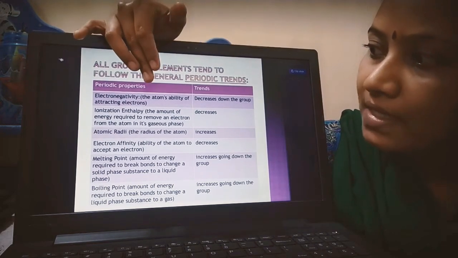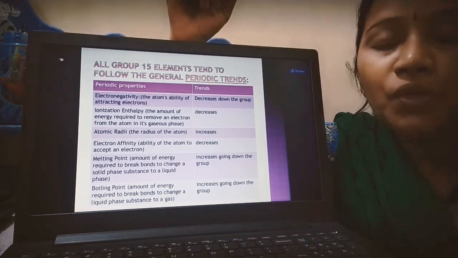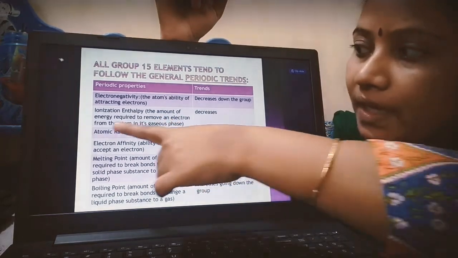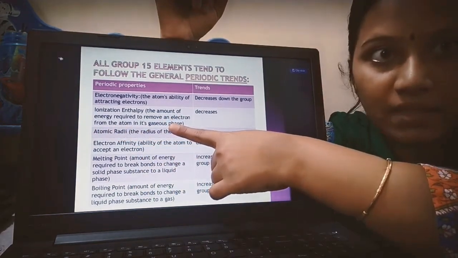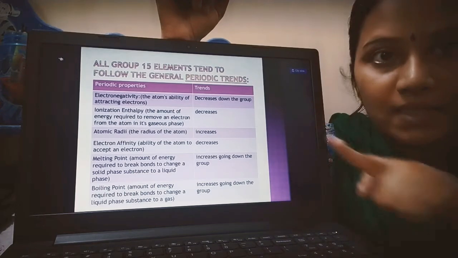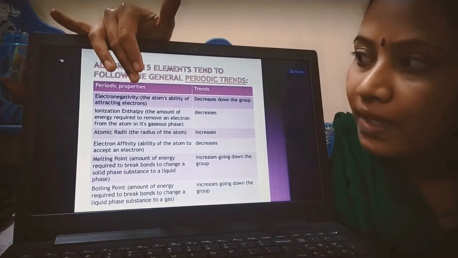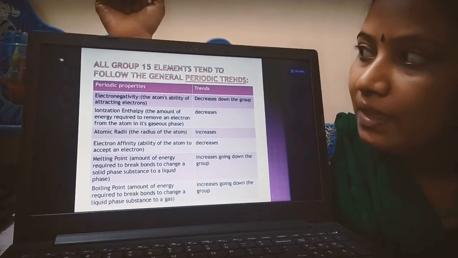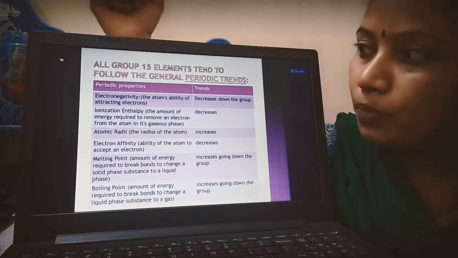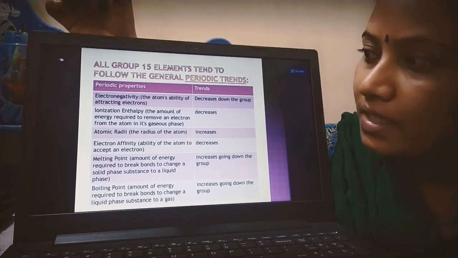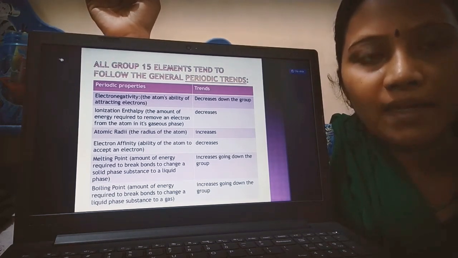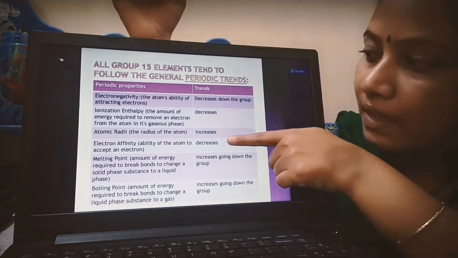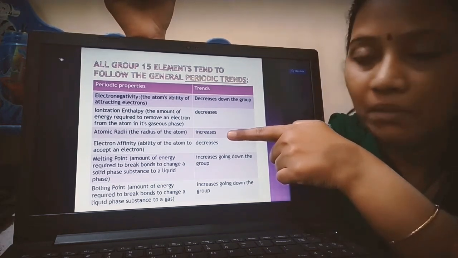Now what is ionization enthalpy? The amount of energy required to remove an electron from an atom in the gaseous state. This also decreases. So electronegativity decreases and ionization enthalpy decreases as we move down the group. Now the third definition is atomic radii. What is atomic radii? The radius of the entire atom, and that increases because the size of the atom increases.